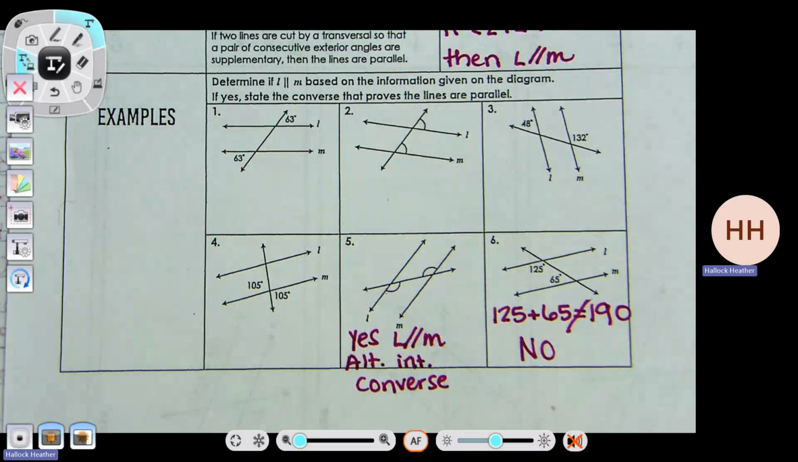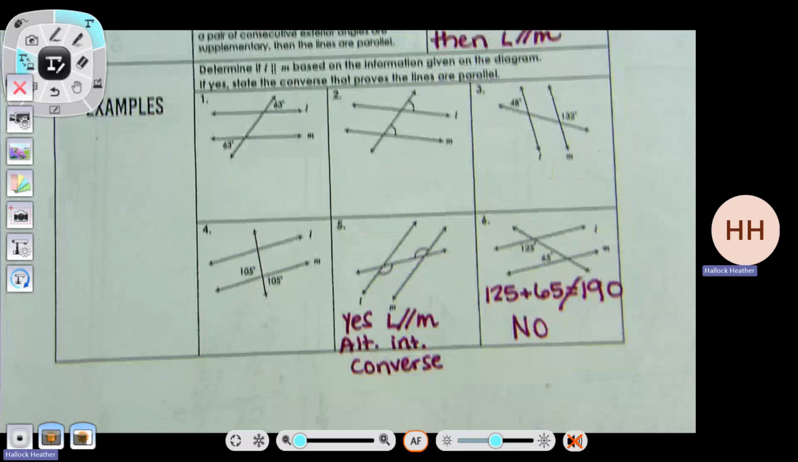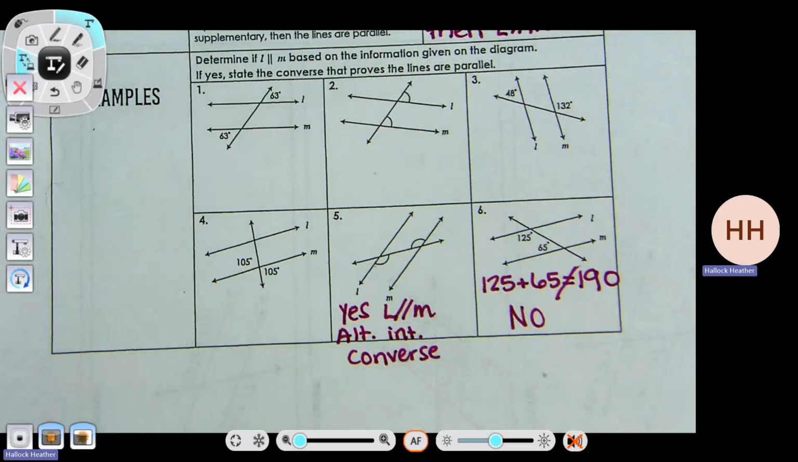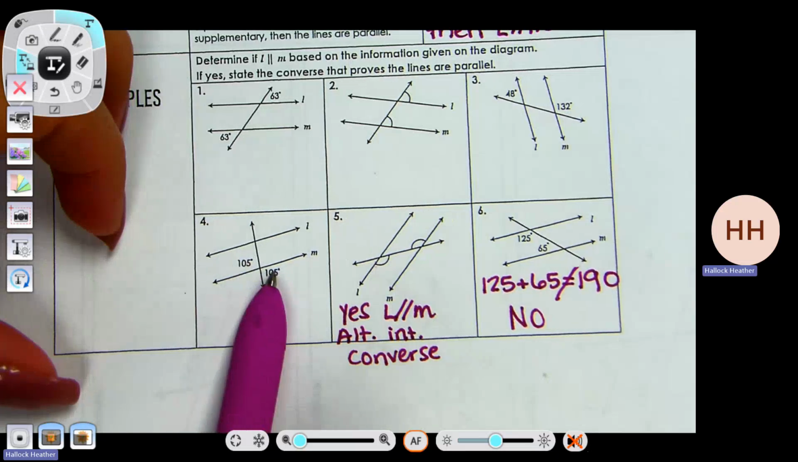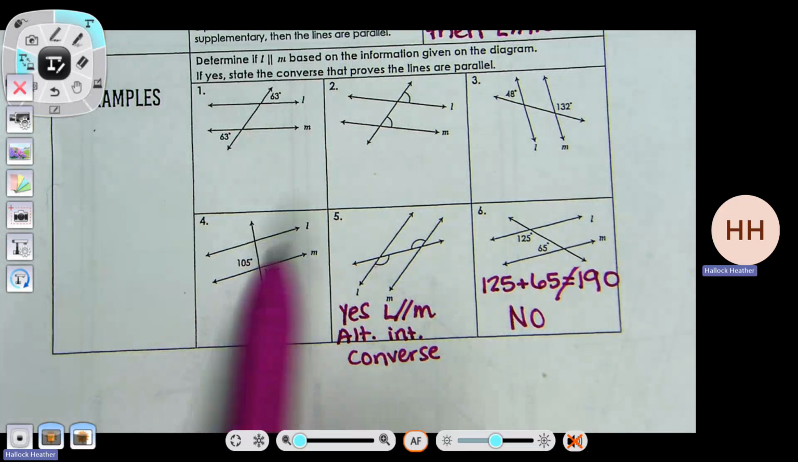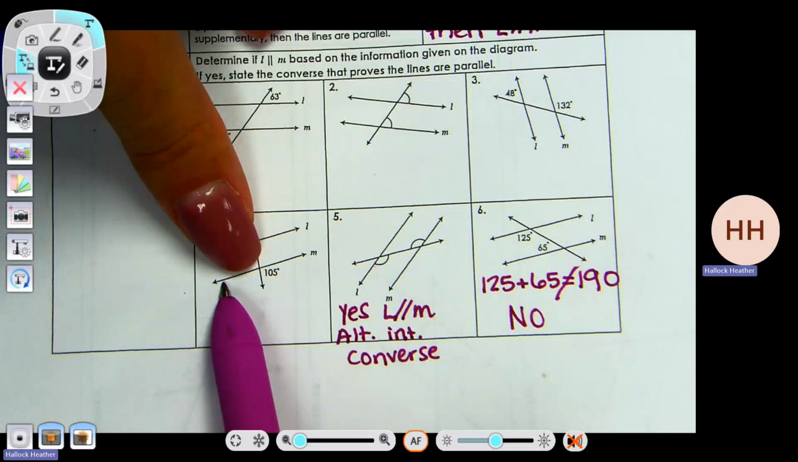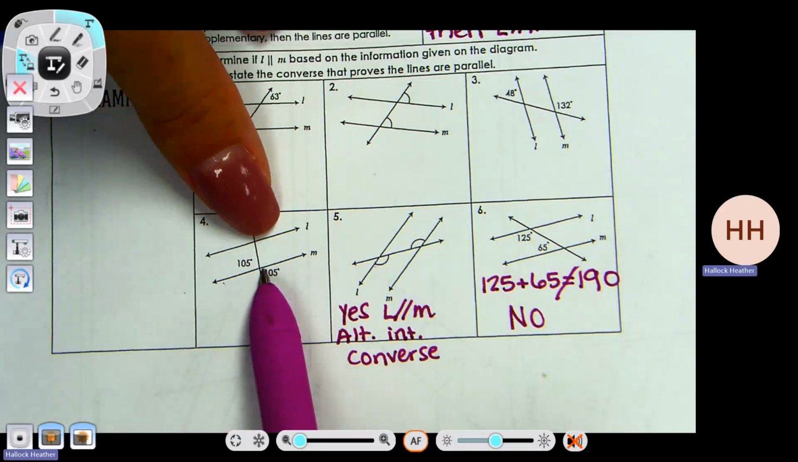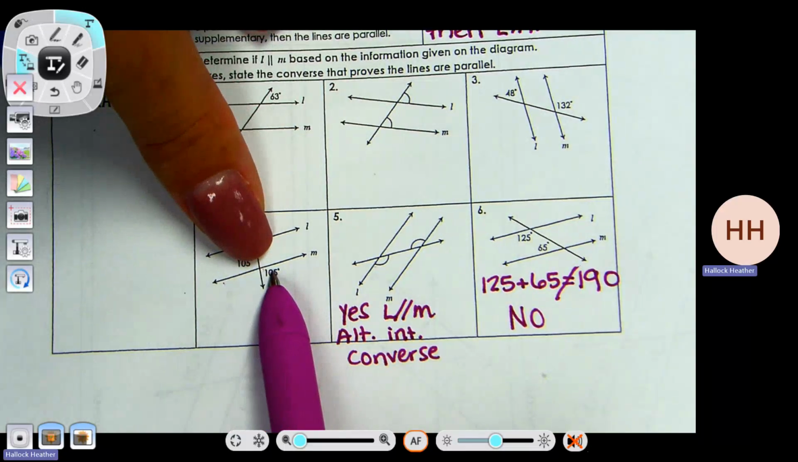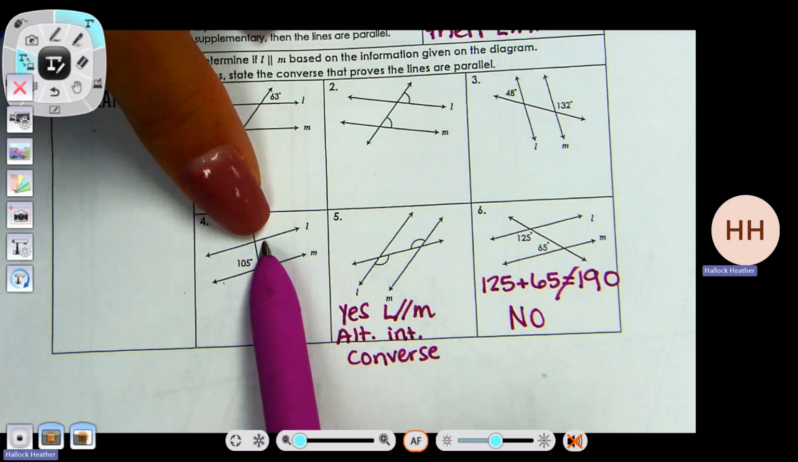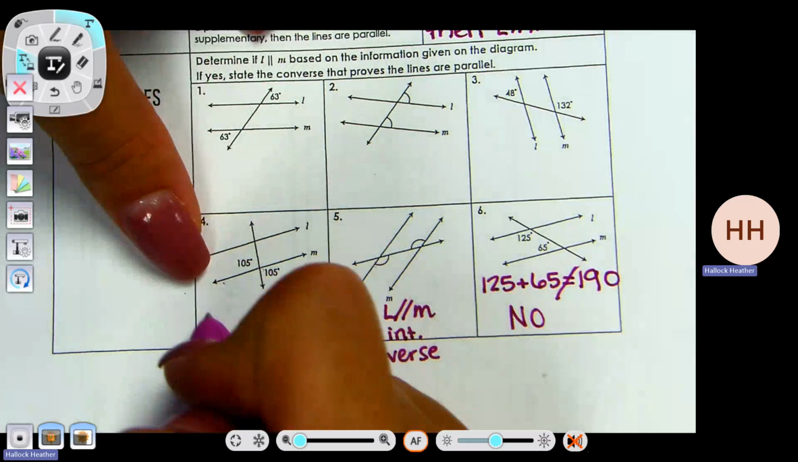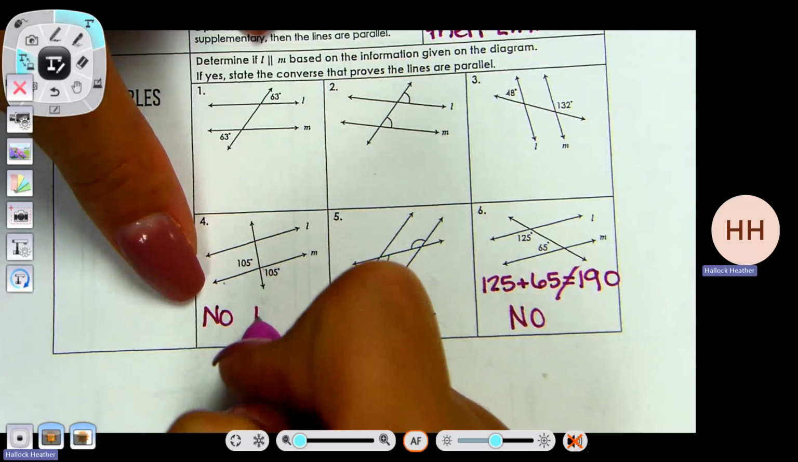So look at number 4. They're vertical. Are vertical angles congruent? Yes. Technically, vertical angles are congruent, but does that prove to me that L is parallel to M? No, because it's not one of our converse problems. These could be 105. That's true. Those are congruent. But that doesn't tell me that these lines are parallel. So yes, they're congruent, but we don't know that L is parallel to M.